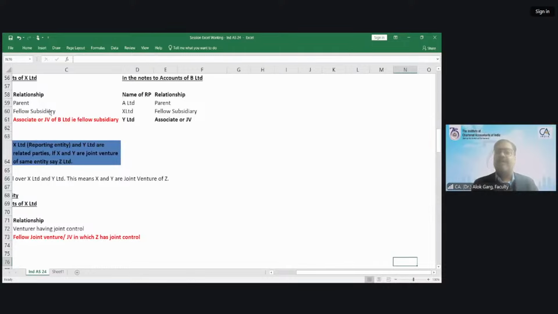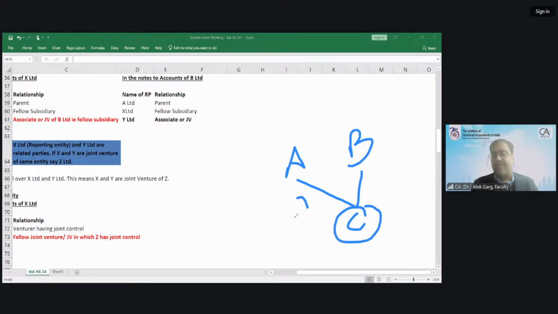Or let's say A Limited and B Limited both have invested 50-50% in C Limited. So A has joint control over C and B also has joint control over C. C is the joint venture of A and C is the joint venture of B. Are A and C related parties? Yes, sir. Are B and C related parties? Yes, sir. Are A and B related parties? Yes, sir. Why? Joint venturer.